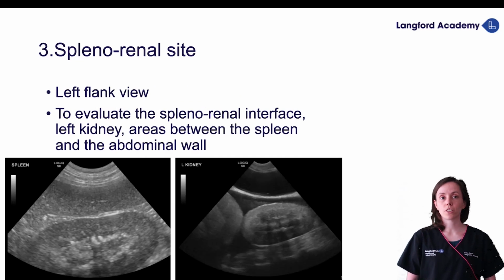On the spleno-renal site, that's where you approach the dog from the left flank. That's where you're going to see the interface between the spleen and the left kidney. You also assess the area between the spleen and the abdominal wall. Again, on the left side of the screen, you've got a picture where left kidney and spleen are normally interposed. And on the right side, you've got a picture where there's a large volume of free fluid.